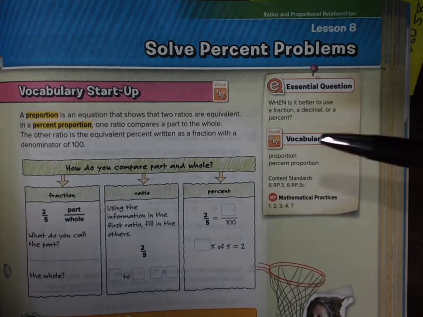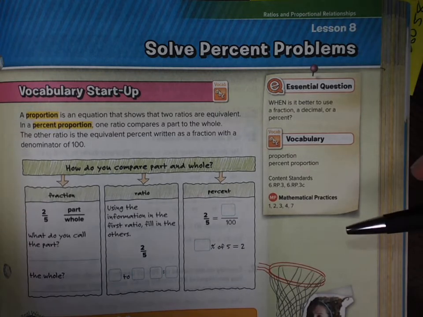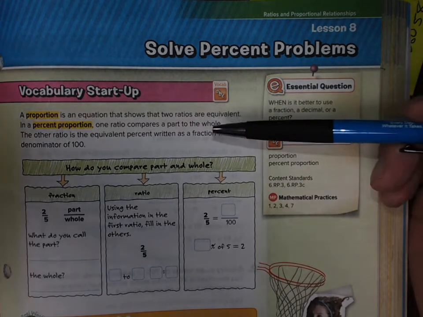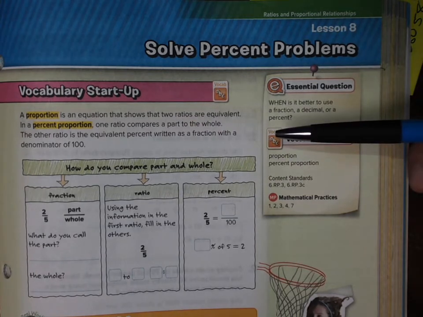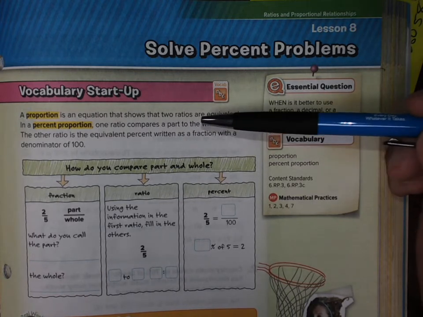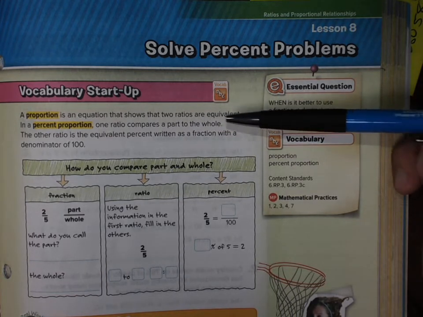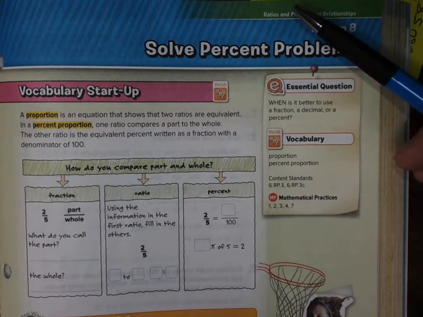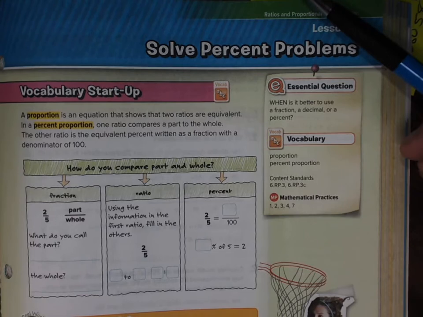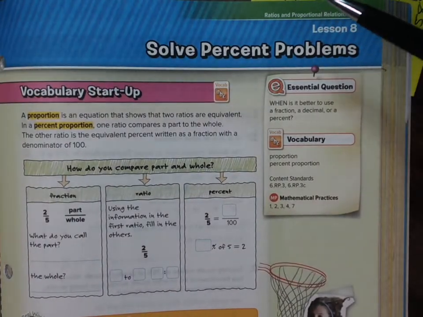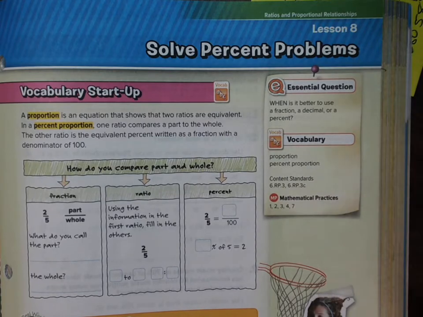Okay, your goal here today is to work with percent problems, and we're going to be talking about the percent proportion as well. So a proportion is an equation that shows two ratios are equivalent. In a percent proportion, one ratio compares a part to the whole, and the other ratio is the equivalent percent written as a fraction with the denominator 100, which we talked about in the past with changing percents into fractions. So this is kind of just going more in depth with that.